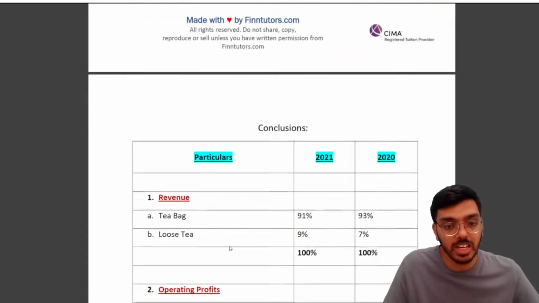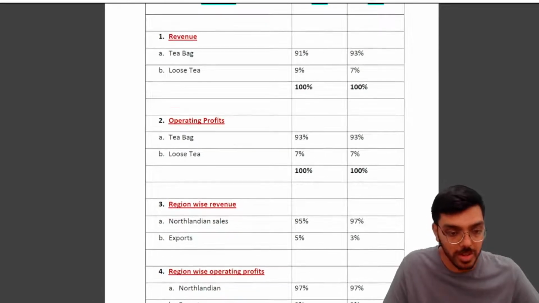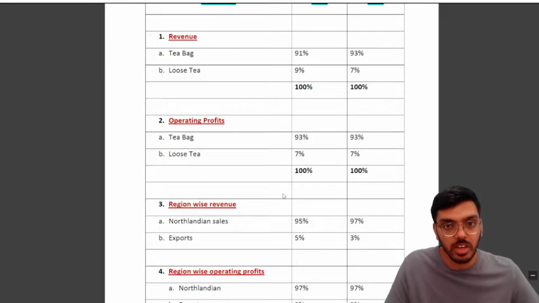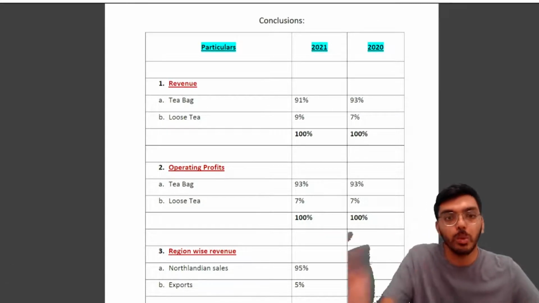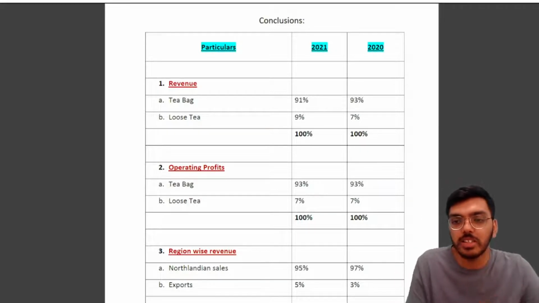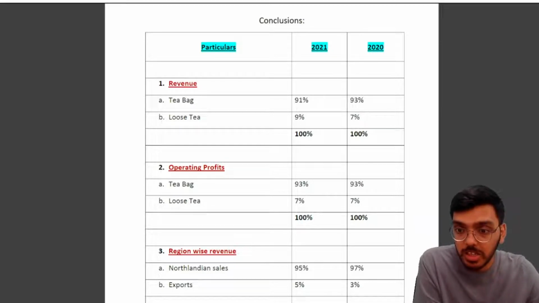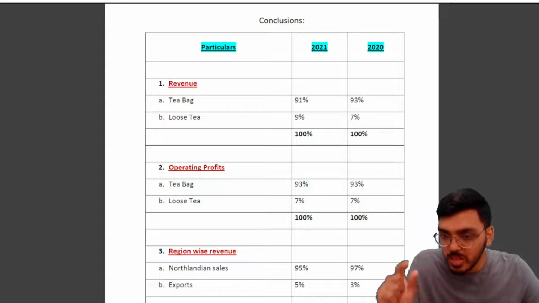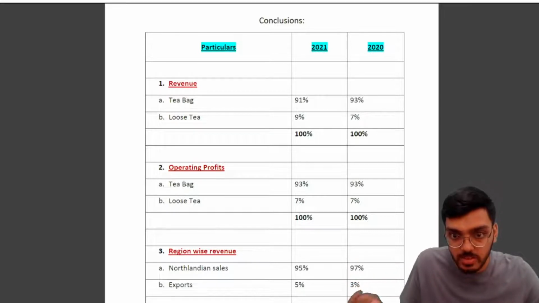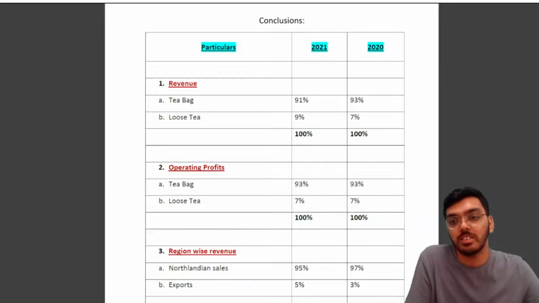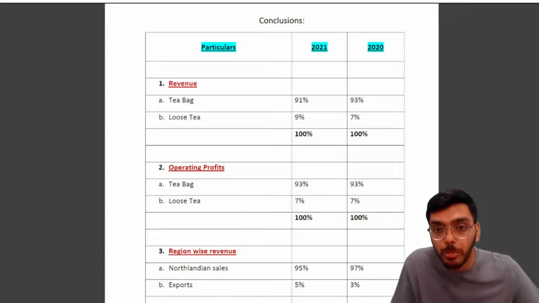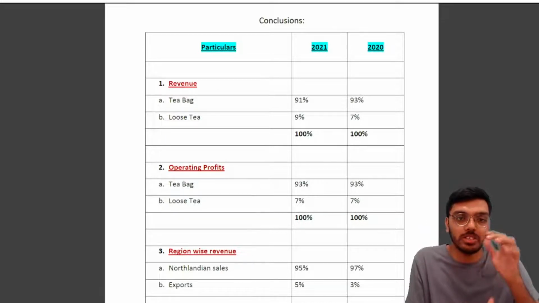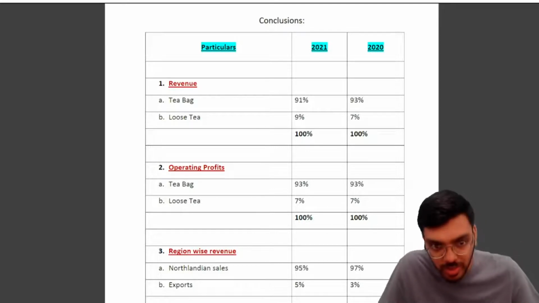Now with this segmental analysis as well, percentages come from us. If you look at the percentages, then very clearly it will showcase to you the trend as well. In 2020, the revenue was 93 and 7%, split between tea bags and loose tea. In 2021, it's become 91 and 9%. So though loose tea is a very small percentage of our total sales, it has increased from last year. So it could showcase that the trend is loose tea is gaining a little bit more popularity, but our most selling product is comfortably tea bags, which we should be focusing upon.